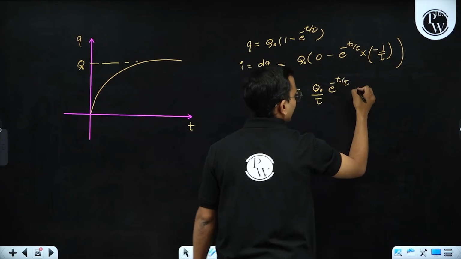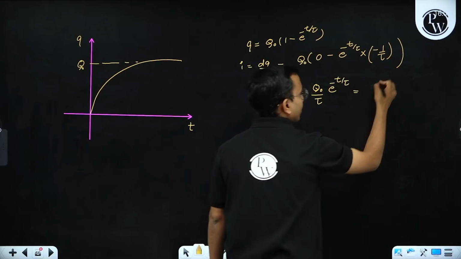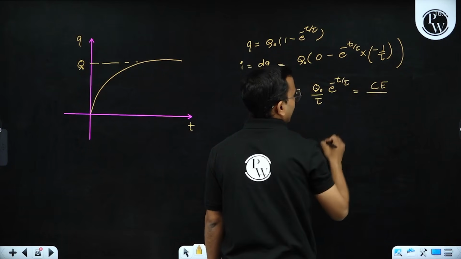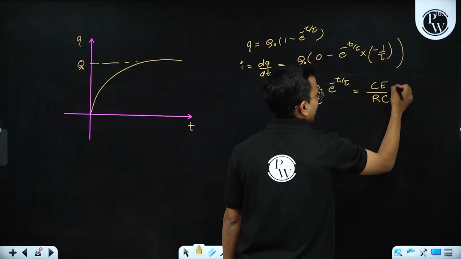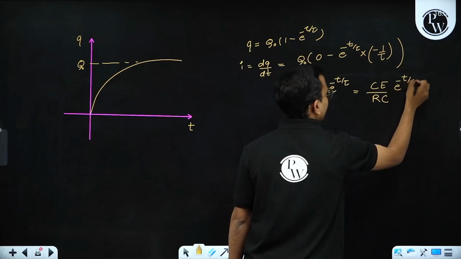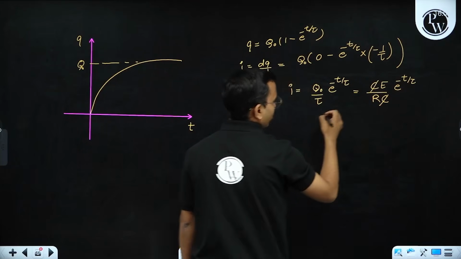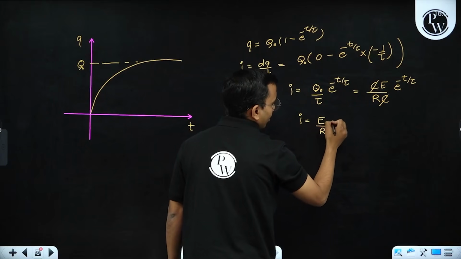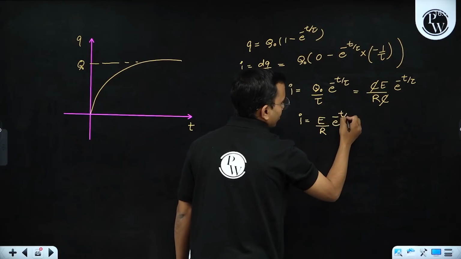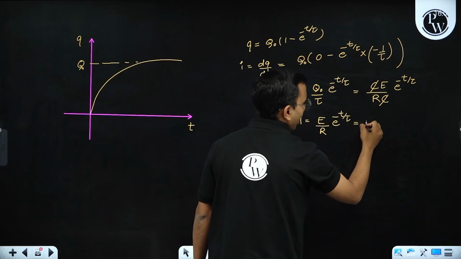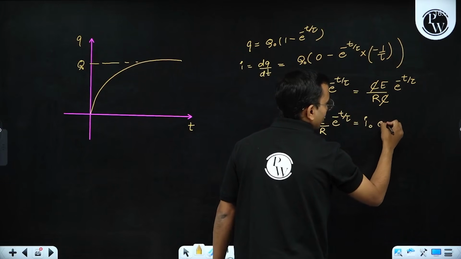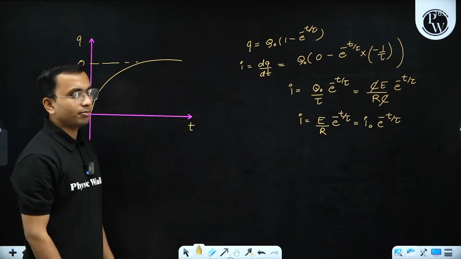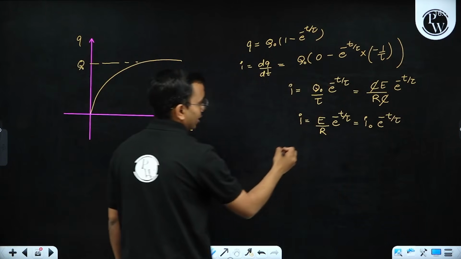So what is Q naught? Q naught was C into E, and tau was R into C. This C gets cancelled, so we get E by R into e to the power minus t by tau, and E by R is I naught, so I naught into e to the power minus t by tau. I naught is my maximum current, the peak current.